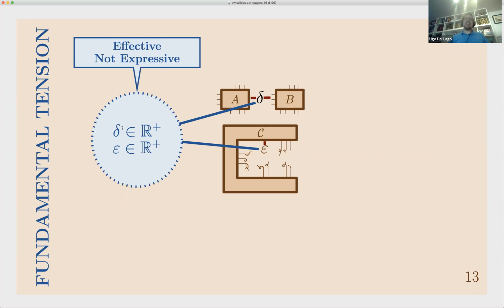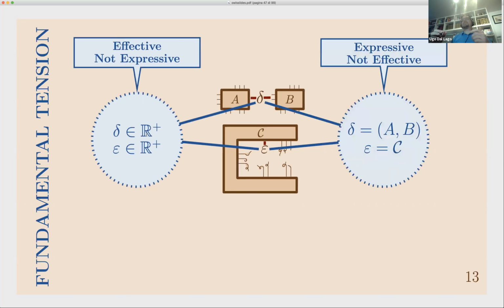On the other hand, you are not expressive because, for example, you cannot justify the program transformation in which A is the sign and B is the identity. Because in this case, delta would be infinite. It would be just the maximal distance. Because of course, for every positive real number, there is a value of x for which the identity and the sign are far away, at least this real number. Okay, so it's not so good because it's not expressive, although effective.